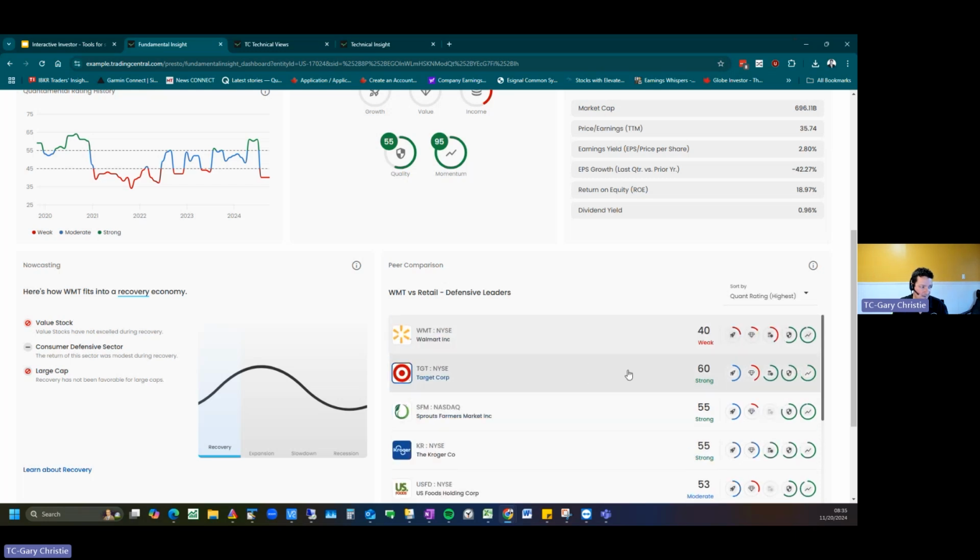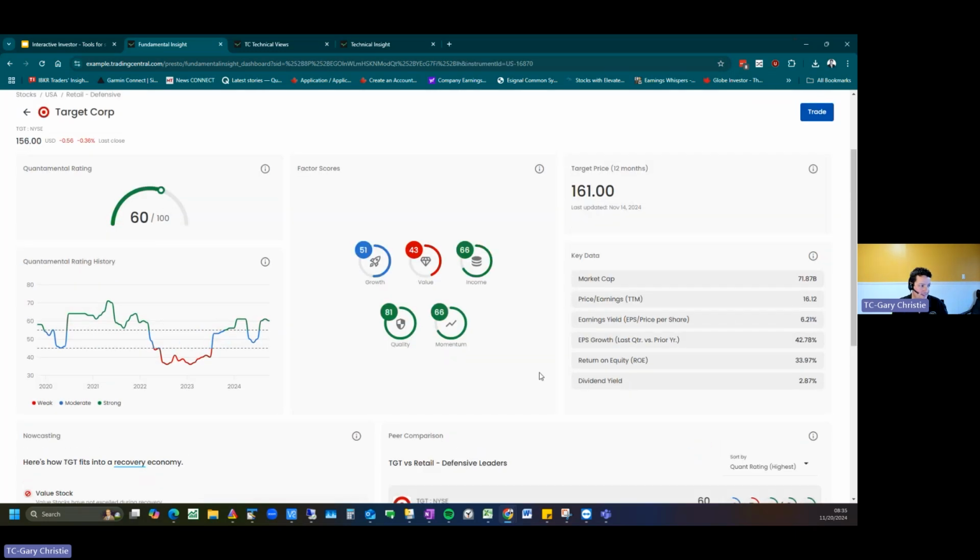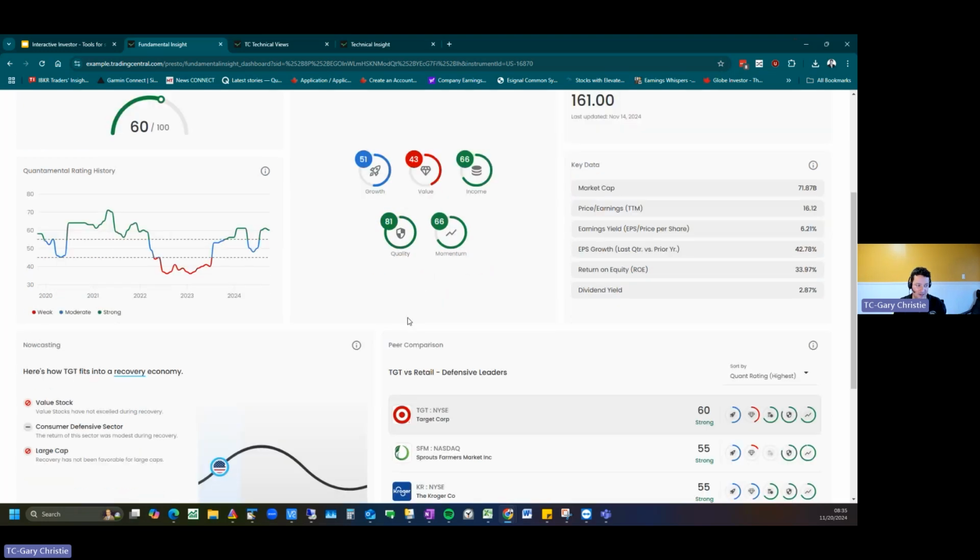So if I want to look at Target, that's number one. And I could quickly select it. And it's got a higher quant fundamental score and some interesting higher quality factor scores. And you can see that trend. So again, this is a research tool to jump around stocks.